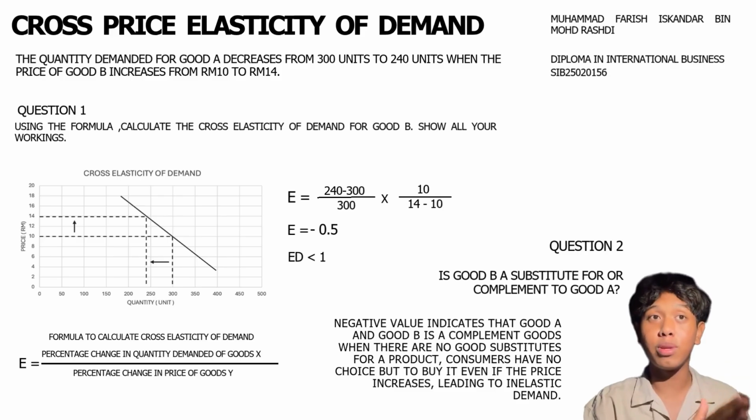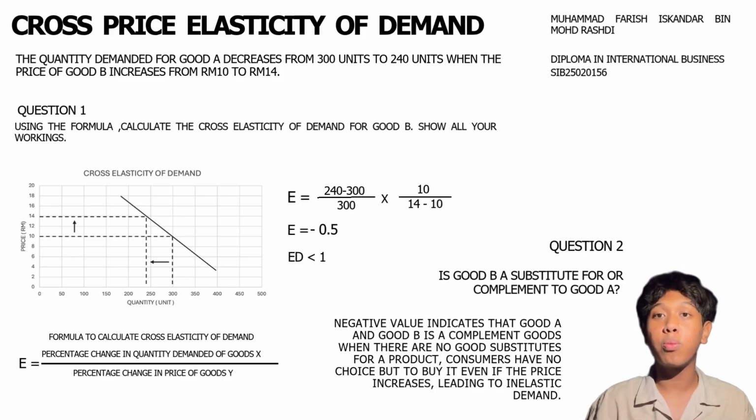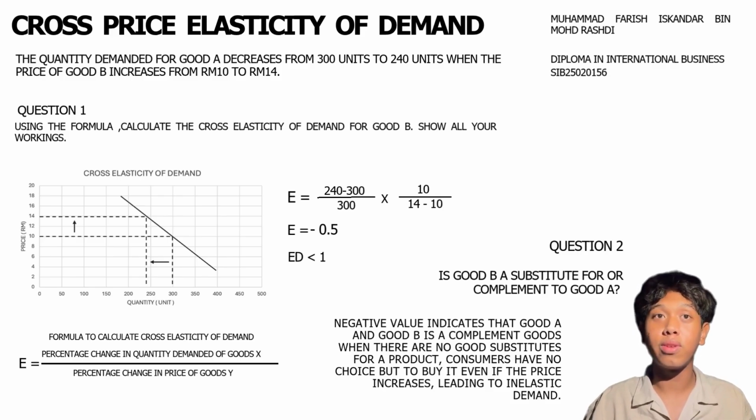From the given information, we take it out and put it into the formula. So we get elasticity equals 240 minus 300 divided by 300, times 10 divided by 14 minus 10. So the answer is -0.5. It means it is less than 1, so it will be an inelastic graph. We can see the graph is inelastic, meaning we get a negative.